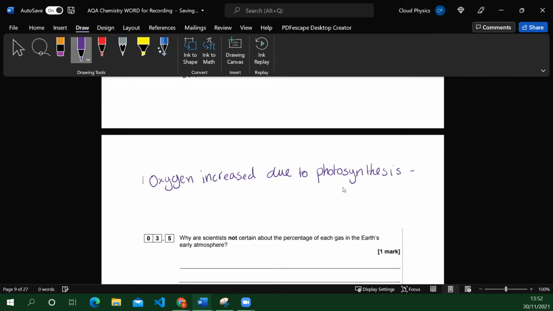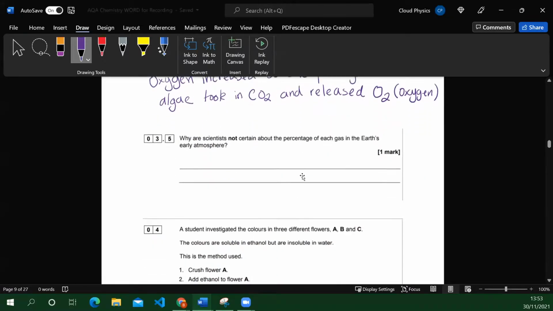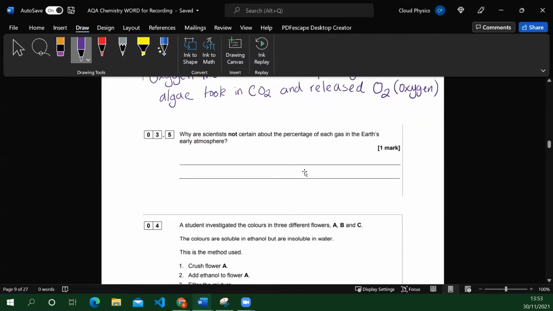Increased due to photosynthesis. Algae were the first plants to do this. It's like you find in a fish tank or a pond, the same type. Algae took in CO2 and released oxygen, O2. Okay, oxygen. So that was the story. That's actually quite a nice story, 6 mark, and the easiest 6 mark question you've ever seen. Okay, that's a nice one if you get that. You probably get something to do with the Earth's atmosphere at some point, so that's nice and easy.